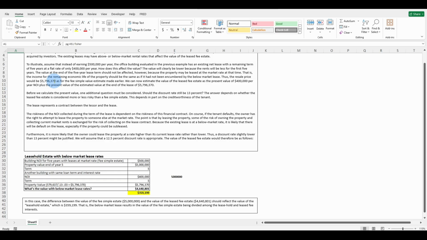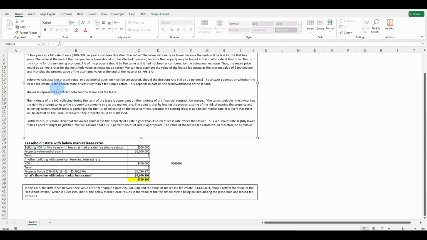$596 with some change. As for the fee simple value estimate made earlier, we can now estimate the value of the leased fee estate as the present value of $400,000 per year NOI plus the present value of the estimated value at the end of the lease of $5.7 million.